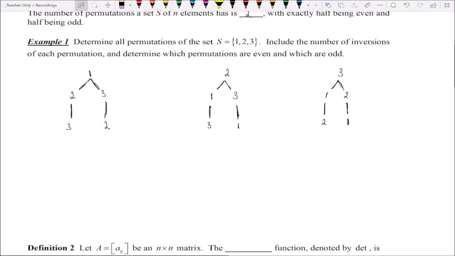So let's create a table. First row will be the permutation. Second will be number of inversions. And the final will be whether it is even or odd. First permutation is the set itself, 1, 2, 3. Obviously this has 0 inversions, which makes it even.